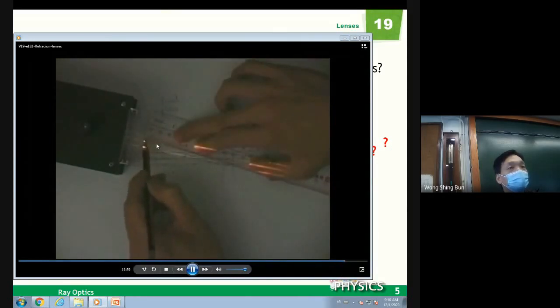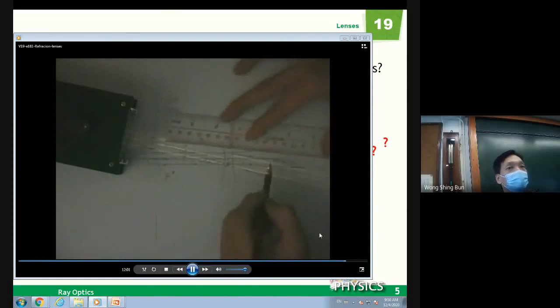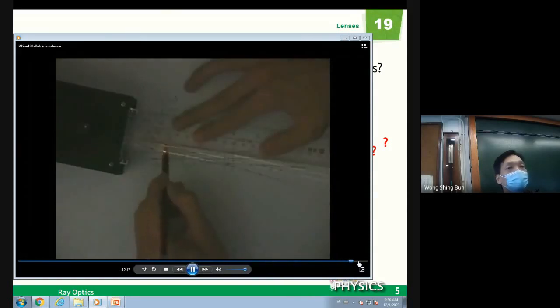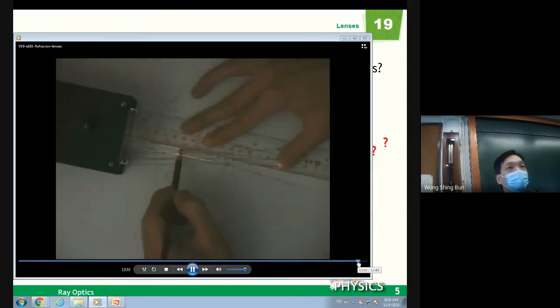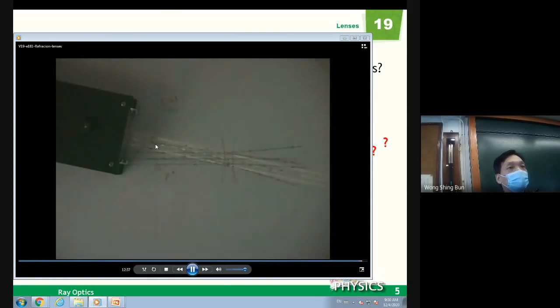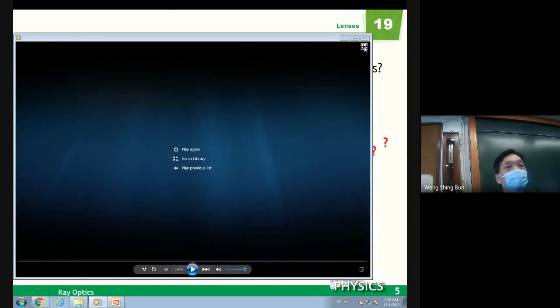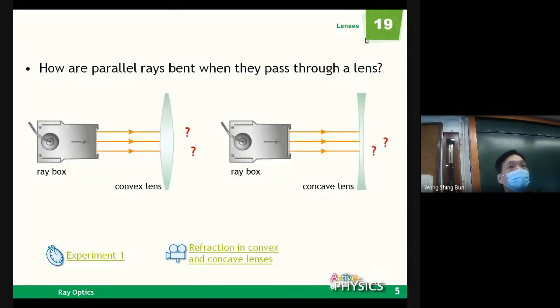Finally, you can see that. Extend it. Finally, you can see that we have the intersection point here. We think that the light is coming from this source. This source should be on the focal plane. Okay, that's all. This video is quite long, but it tells you everything already.